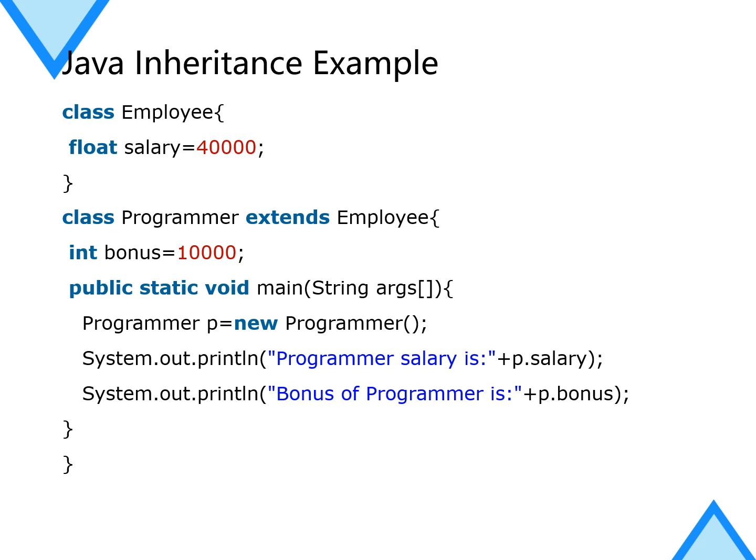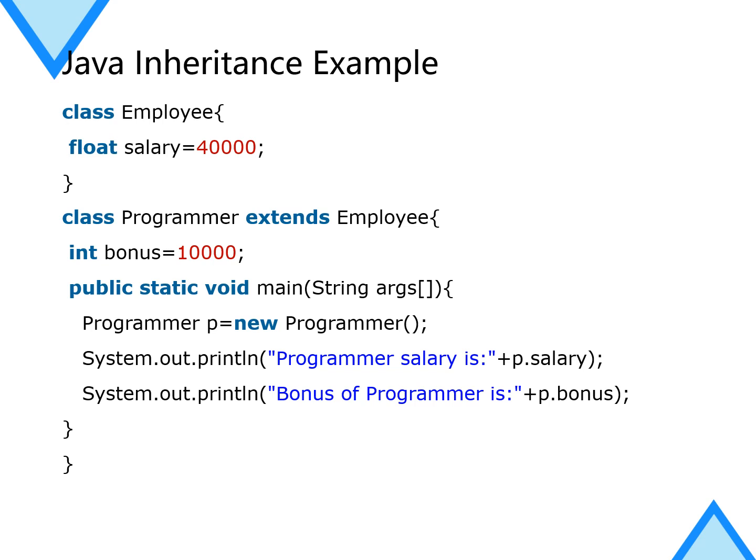Now we have the main method. So this is the declaration: public static void main, String args. This is the syntax for declaring the main method, and from this curly brace to this curly brace, this is the body of the main method.